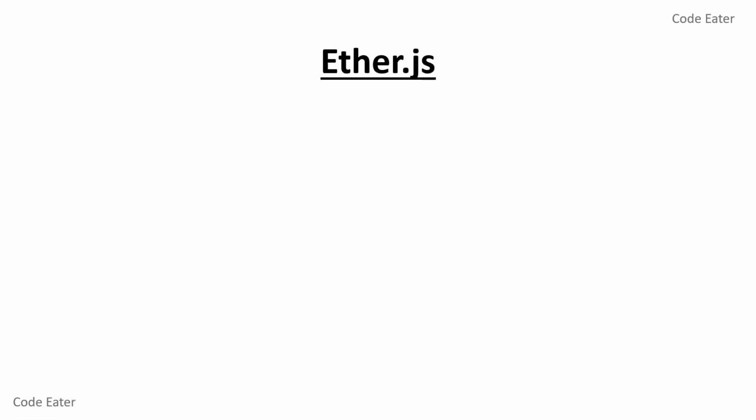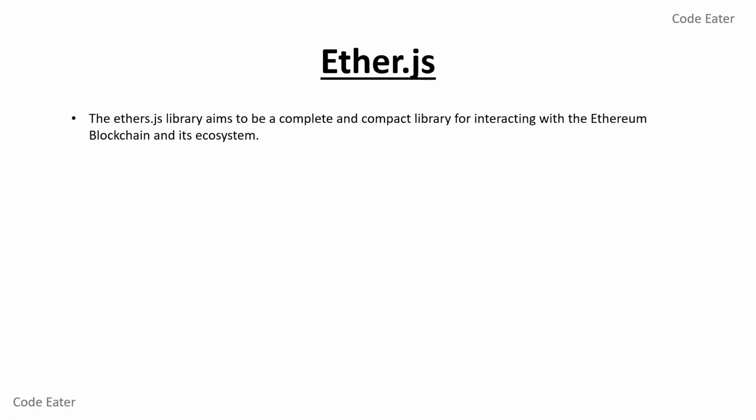Now let's start with the definition of Ether.js. The Ether.js library aims to be a complete and compact library for interacting with the Ethereum blockchain and its ecosystem. So it is a library that is very compact in nature, and it is a complete set of library which helps you to connect to the Ethereum blockchain, to communicate to the Ethereum blockchain.